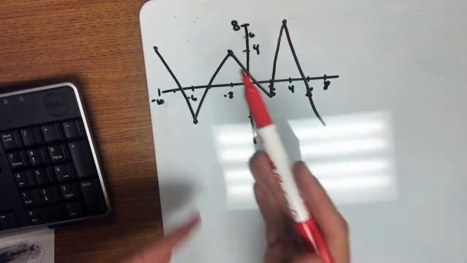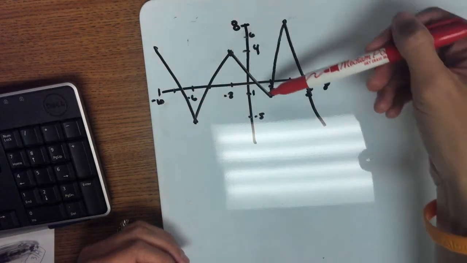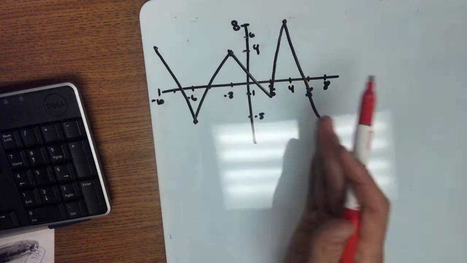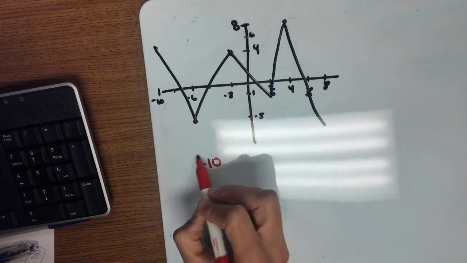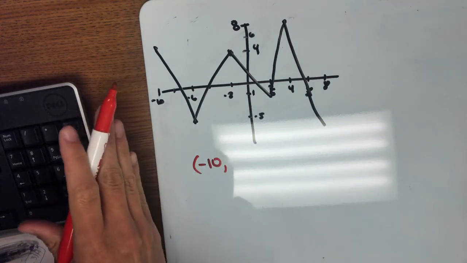Well, if we are looking at going up and down, increasing and decreasing, we are looking at the y values because the x's are always increasing. So if we go from left to right, we're just going to start at the first point I have. So we start at -10. We're going to put a parenthesis because at -10, that graph is not doing anything.